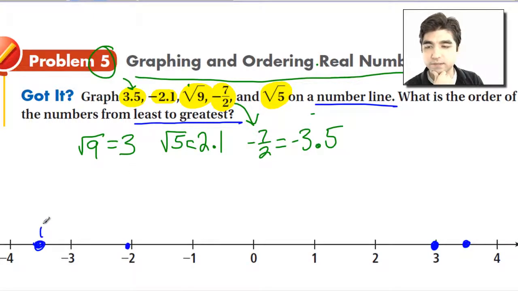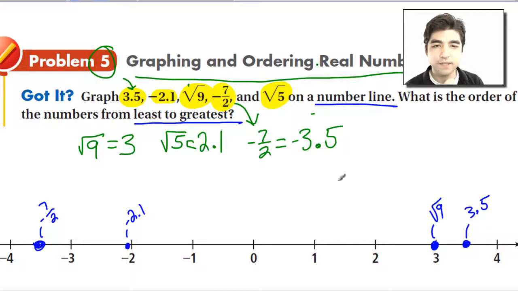Here, let me start labeling these. Negative 7 over 2, negative 2.1. Then we had the square root of 9. Then we had 3.5. Okay, last one is square root of 5, which is 2.1. So this was square root of 5.